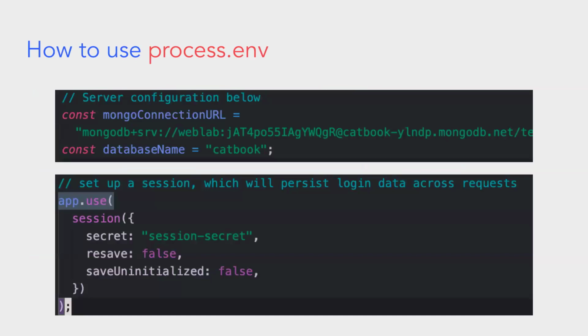So here's what our code looked like before we started using process.env. We had our Mongo connection URL out in the open like this, meaning that anyone with our remote repository could see our password. We also had our session secret out in the open like this, which is not great. So again, this is bad.